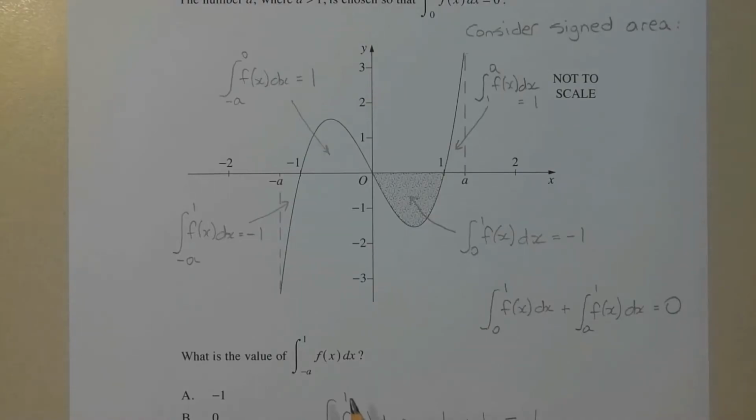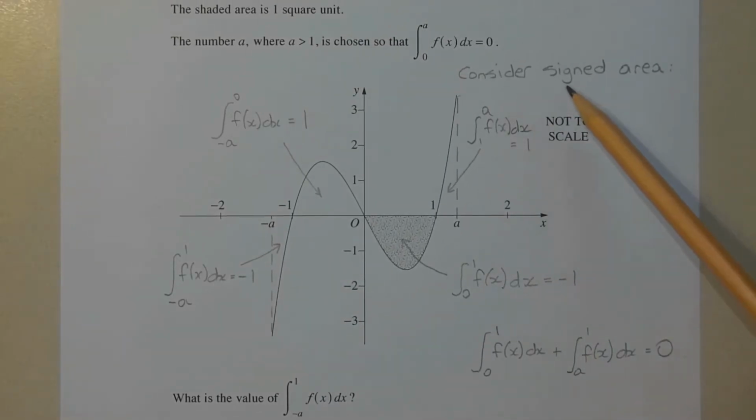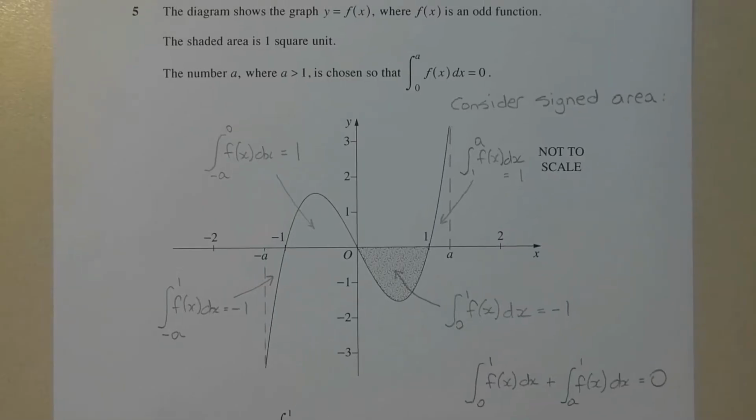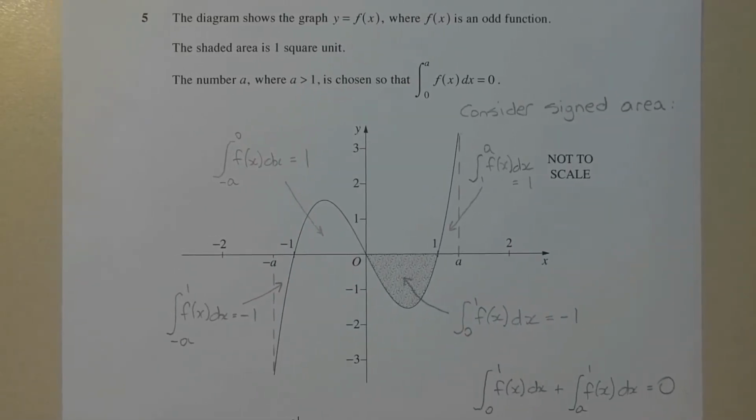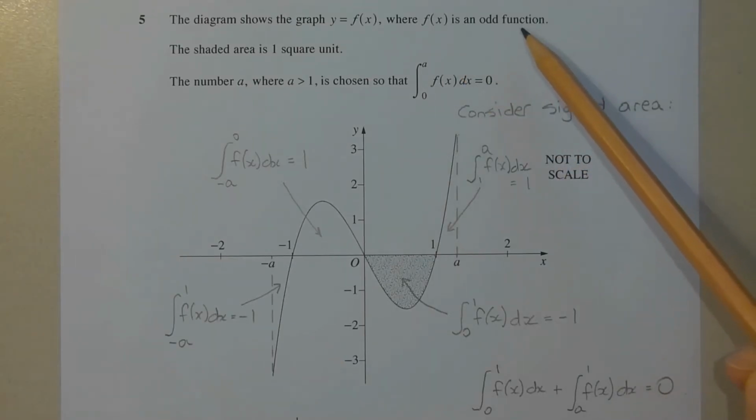The question is asking for the value of a definite integral, not the magnitude of the area that's bounded by the curve and the x-axis. So in order to answer this question, we need to consider signed area. Let's go back to the question and look for some clues. Now we know that f of x is an odd function.